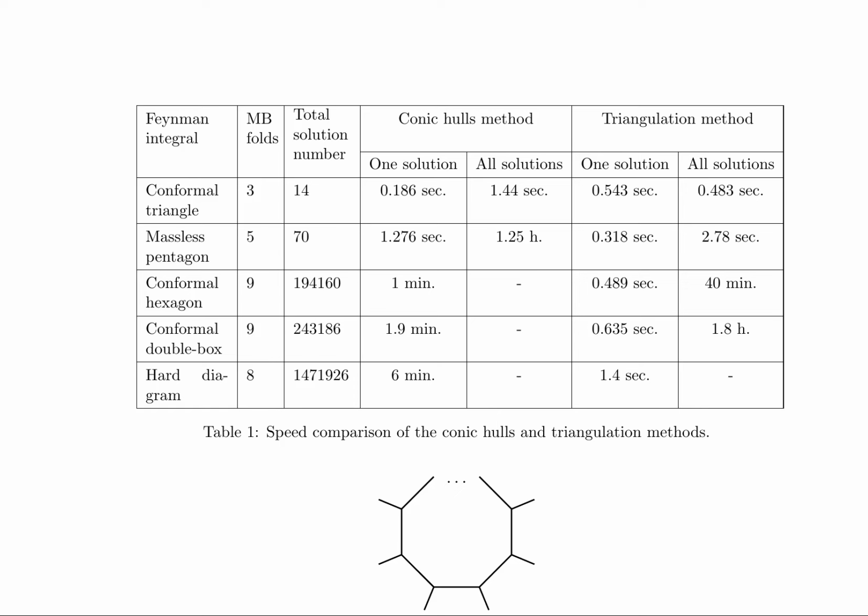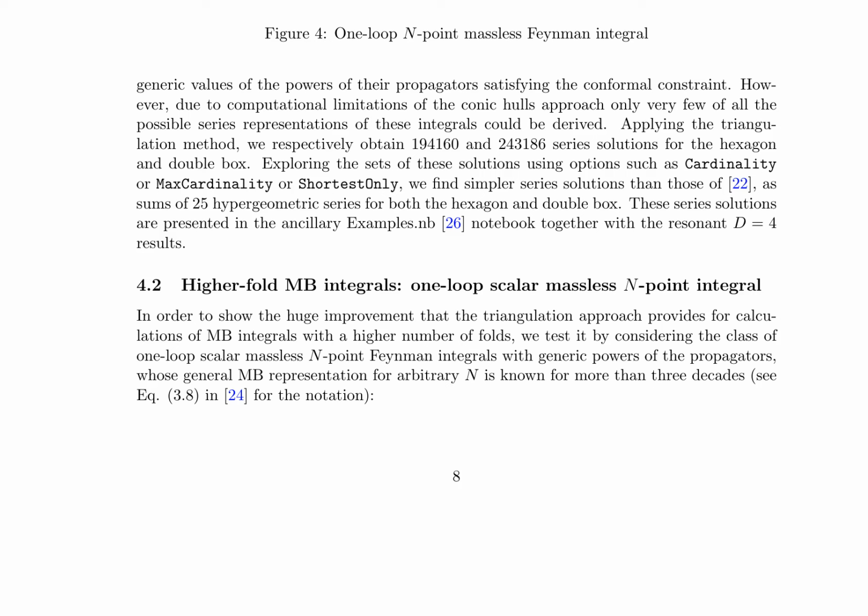Moreover, the authors have explored higher fold MB integrals by considering one-loop scalar massless endpoint Feynman integrals with generic powers of propagators. The general MB representation for arbitrary n is well known and has been utilized to test the efficiency of the triangulation approach. The results demonstrate a substantial improvement in computation time and complexity when employing the triangulation method compared to the conic Hulls method. This comparison highlights the efficiency and effectiveness of the triangulation method for computing one-loop endpoint massless Feynman integrals, particularly those with higher numbers of folds.